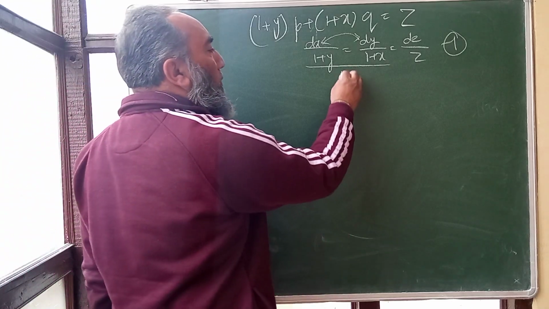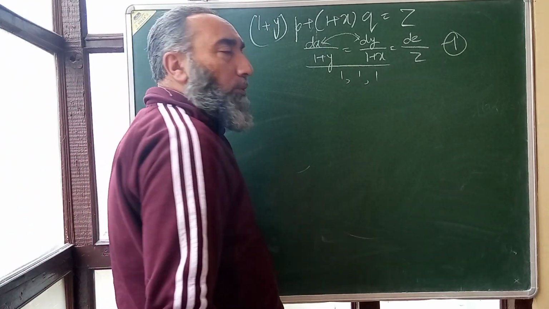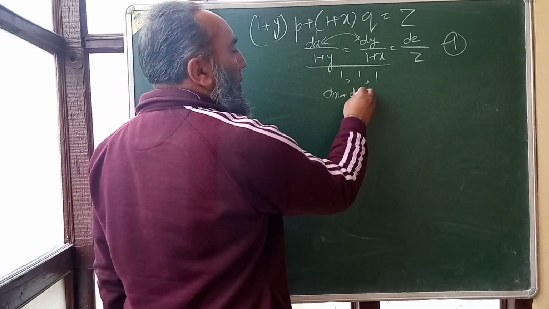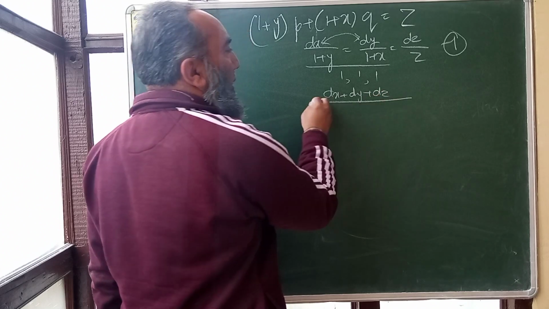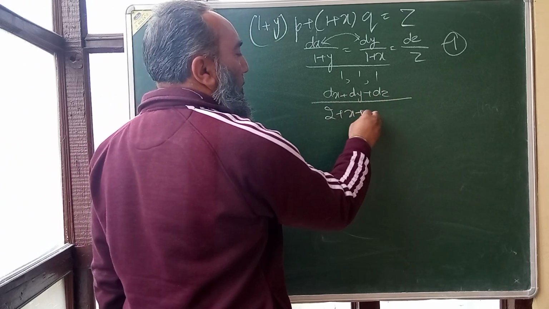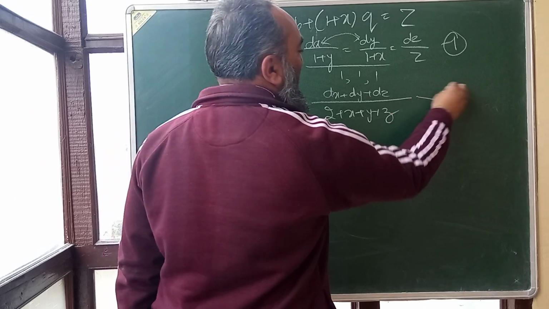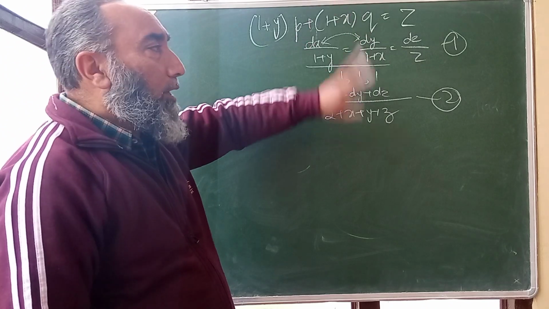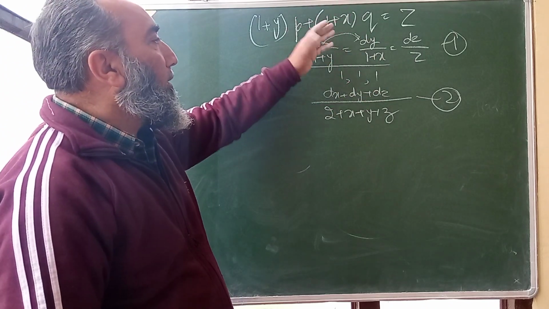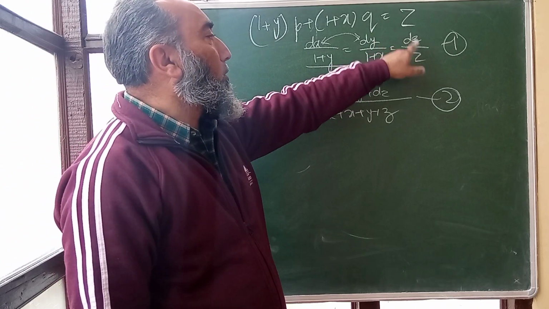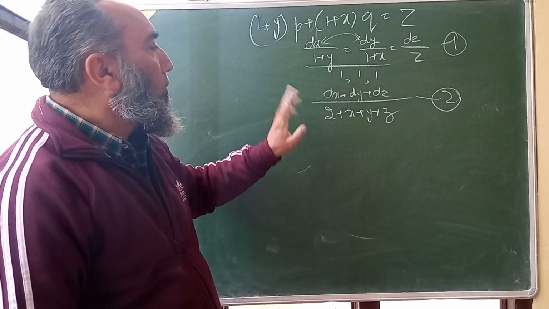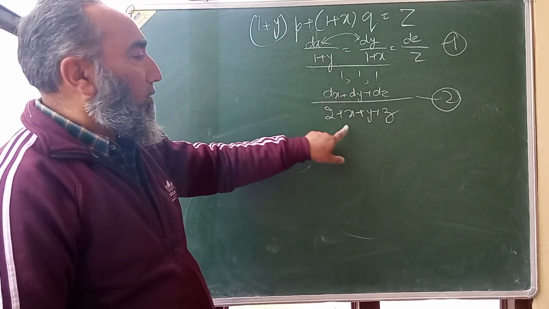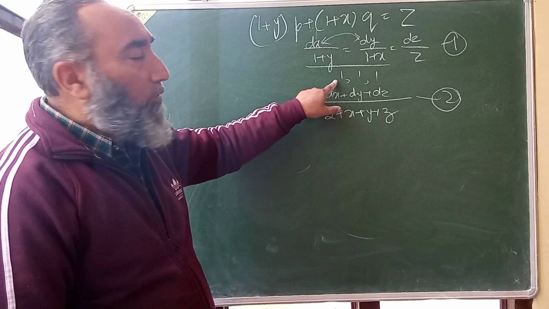So let me use 1 as multipliers. Then each fraction of 1 is equal to dx plus dy plus dz divided by 2 plus x plus y plus z. This is 2. Taking the first two fractions, you will get a solution, but that solution cannot be used. Another way is that you could have used this and this or this and this, which is not possible. So I have chosen 1, 1, 1 as multipliers. Then each fraction of 1 is equal to this one. The numerator is an exact differential of the denominator.